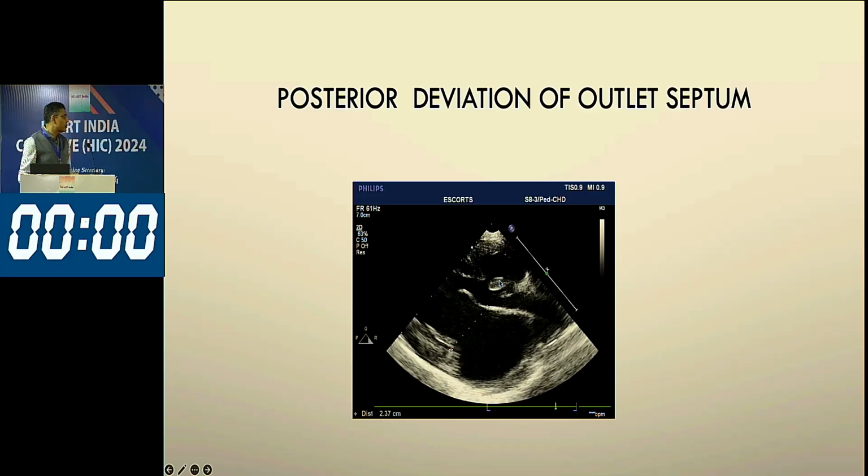And the posterior deviation of outlet septum: this is the interventricular septum, and that's the outlet septum here, and this vessel here happens to be the aorta. So this patient has subaortic obstruction because of this posterior deviation of outlet septum. Now if we find this picture, a patient with VSD has a posterior deviation of outlet septum, we have to look at the aortic arch, because most likely this child will have a coarctation of aorta or various forms of arch interruption.